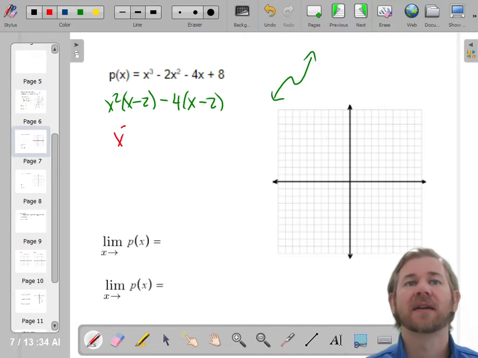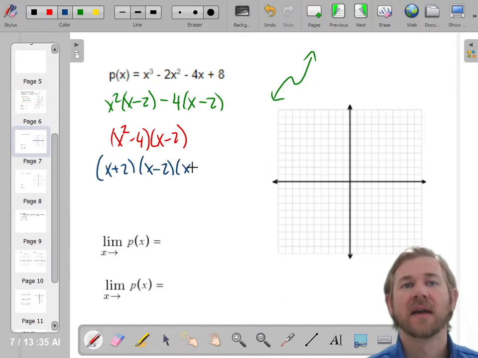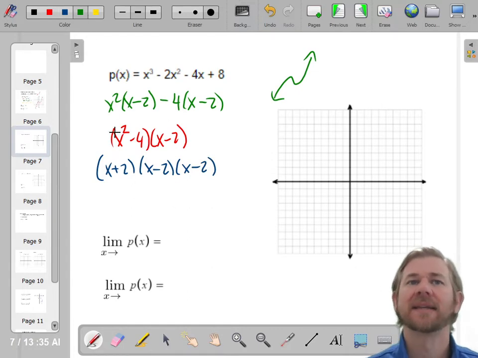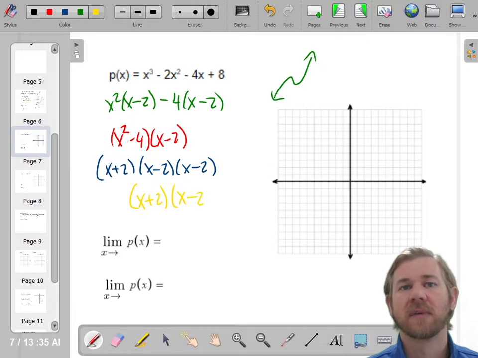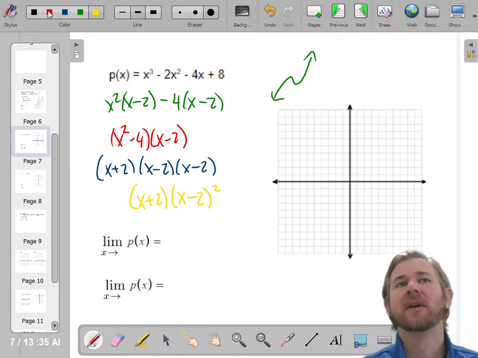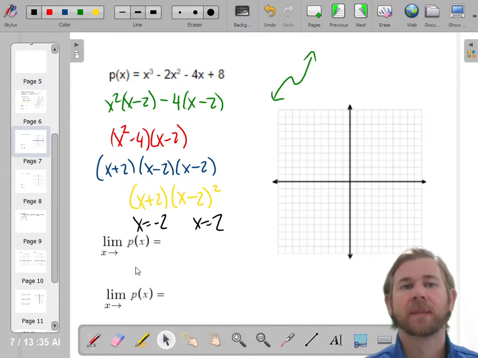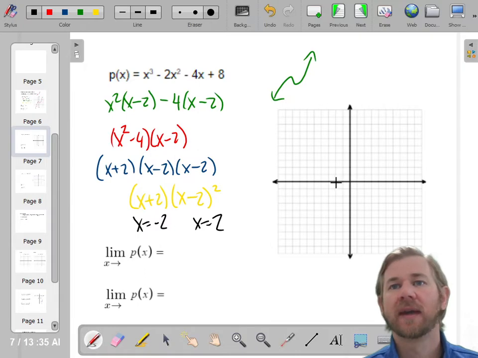Then I have x squared minus 4 and x minus 2, which, hey look, that's x plus 2, x minus 2, x minus 2. So I'm going to write this a little differently, and you're going to see there's a trick going on here. x minus 2 quantity squared. So we have zeros at -2 and at positive 2. So -2 and positive 2, right there, right there.